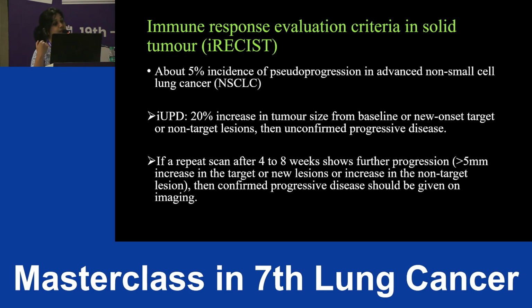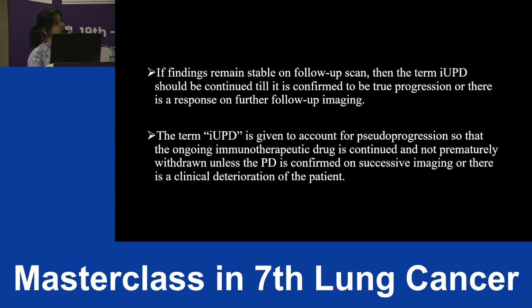But if on a further follow-up scan at 4 to 8 weeks, there's a further progression, an increase by more than 5 millimeter in the target, or there are new lesions or an increase in the non-target, then you can be sure that yes, this is a confirmed progressive disease. If the findings remain stable on a follow-up scan, then you have to continue using the term unconfirmed immune progressive disease until either it shows a true progression or there is response.